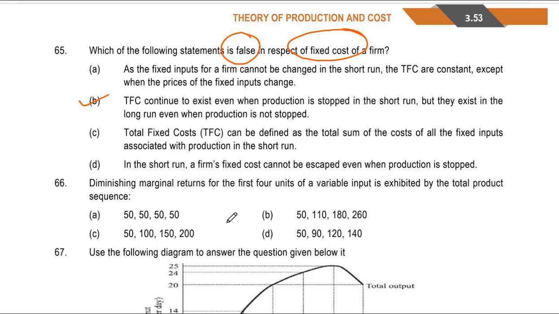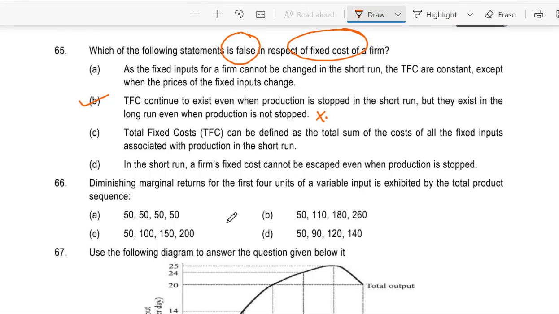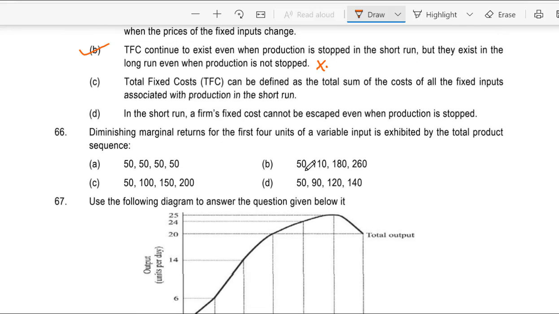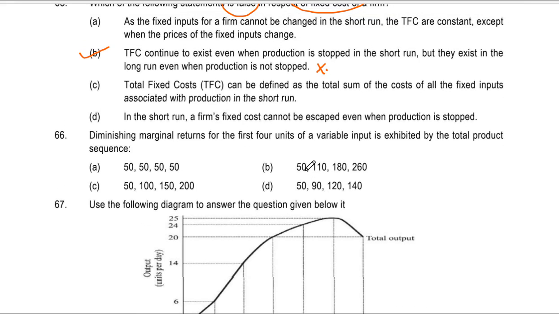This is false, that TFC continue to exist even when the production is stopped in the short run, but they exist in the long run even when the production is not stopped. This is false. Let us see question number 66 now.